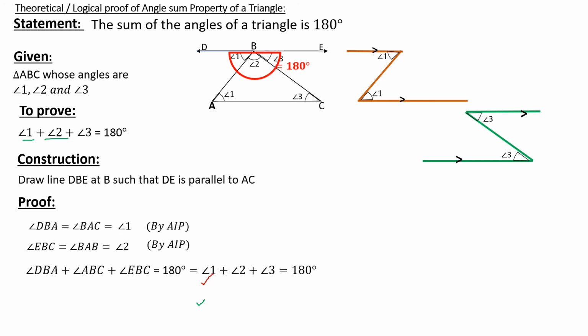So this is what we arrive at. Angle DBA plus ABC plus angle EBC. DBA is angle 1, ABC is angle 2, and EBC is angle 3. So angle 1 plus angle 2 plus angle 3 equals 180 degrees. This concludes the proof of the theorem, the angle sum property. And this way of writing down and putting up arguments and proving something is called theoretical or logical proof. With this I end the theorem. Thank you.